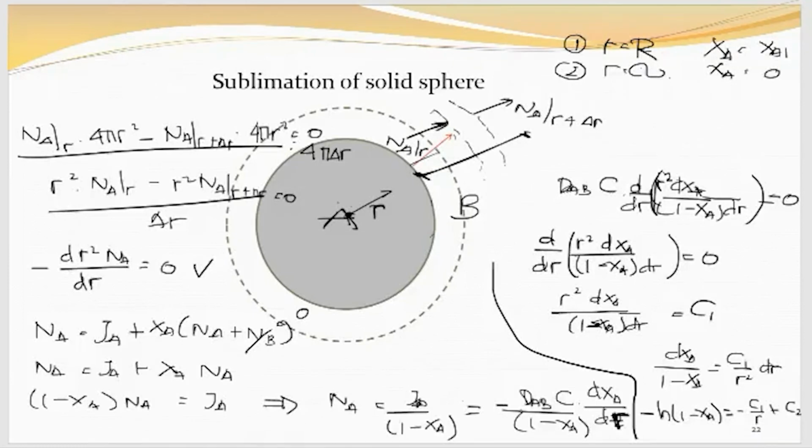Usually at r equal to capital R, at the surface of the ball, the molar fraction of A can be assumed as 1. So at the surface of the ball, we usually assume that we only have vapor of A. So at r equal to capital R, we can say that xa equal to 1, and the other boundary condition is at r equal to infinite, xa is 0. Okay. Any question?